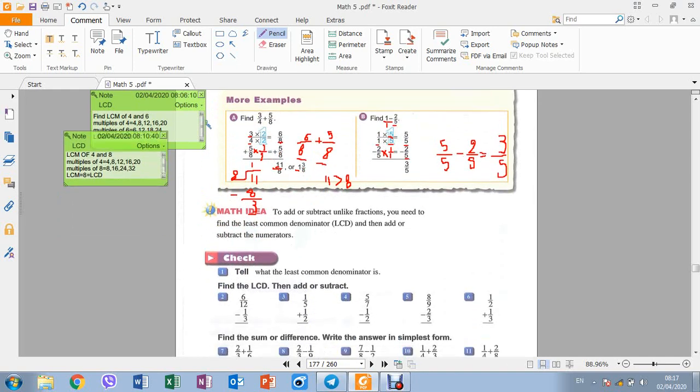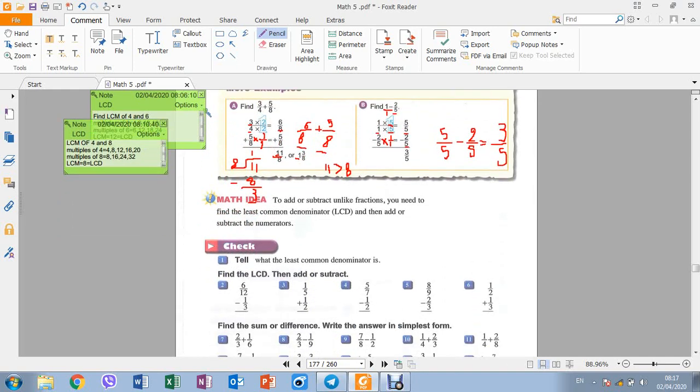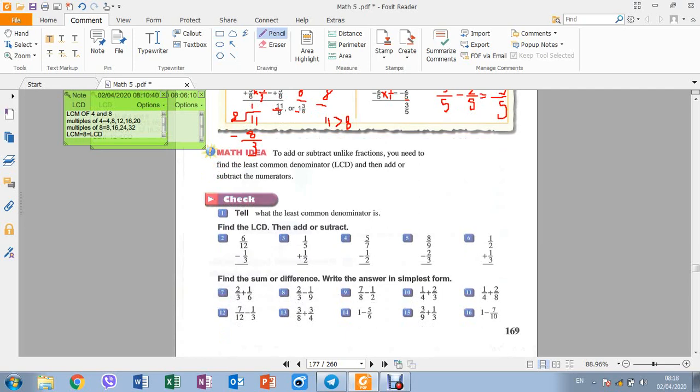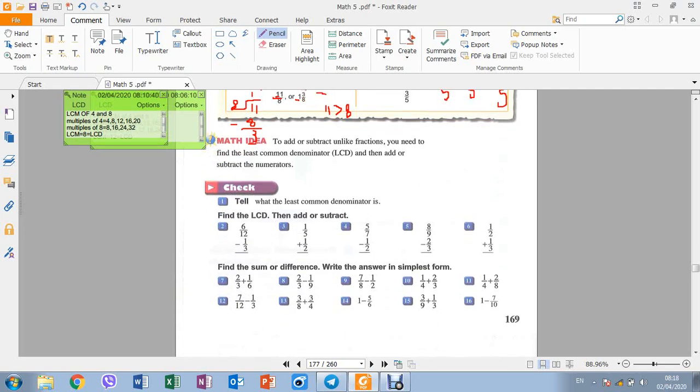This is the last one. Now we have to check this example, like the first example from 2 till 6. Find the LCD, then add or subtract. At first we need to find the LCM, because LCM equals LCD, then add or subtract. That's easy. Like example 1, and from 7 to 16 I did it for them, like example 2A.